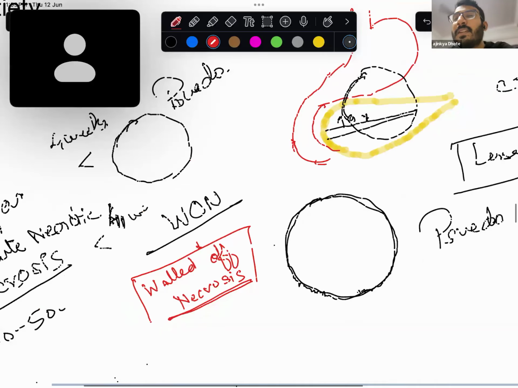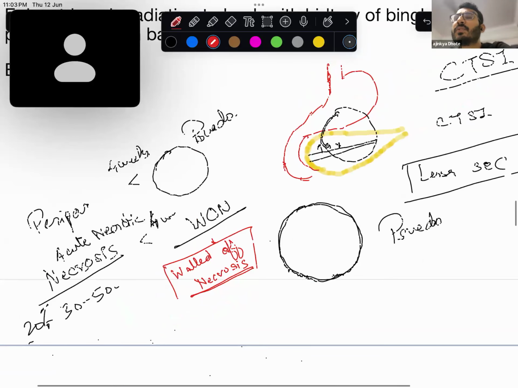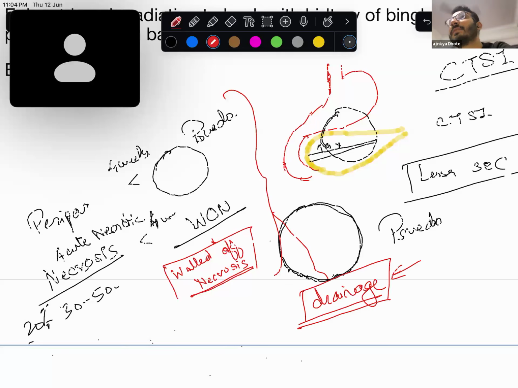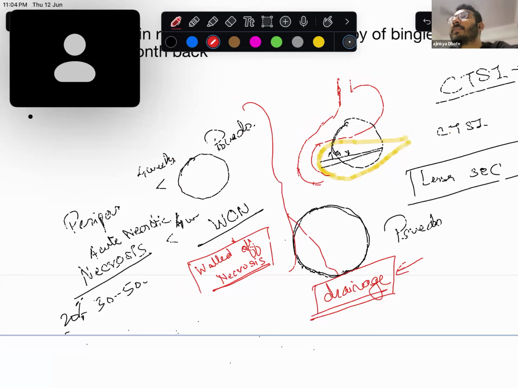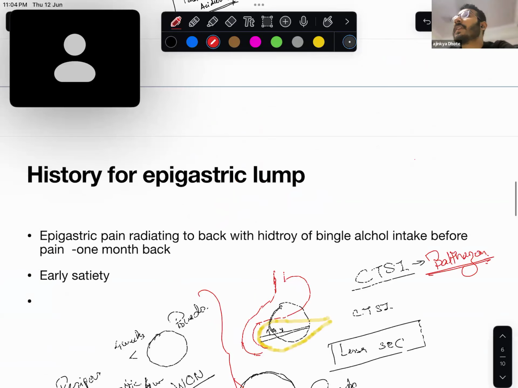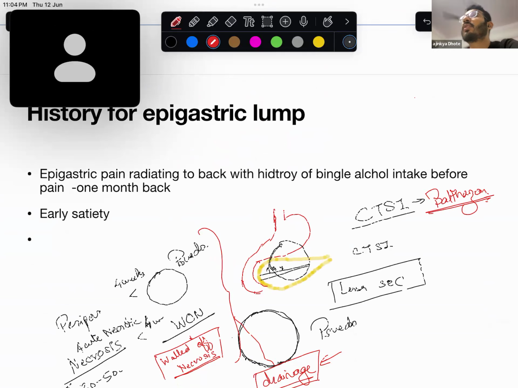This word is another important word, which I think the word itself you should know. Whenever necrosis extends for a period of more than 4 weeks, it's labeled as walled off necrosis. And for both these conditions, you have to do a drainage procedure if they are significant or causing symptoms. It can either be external drainage or, if it does not resolve, a surgical drainage.